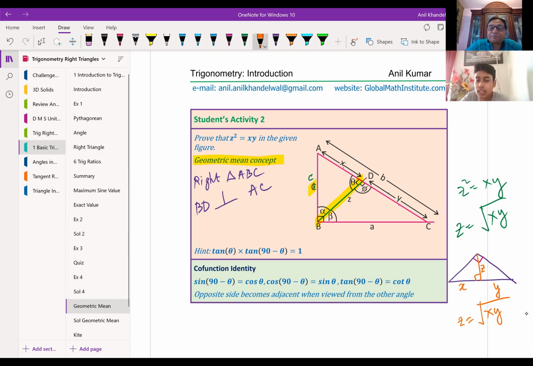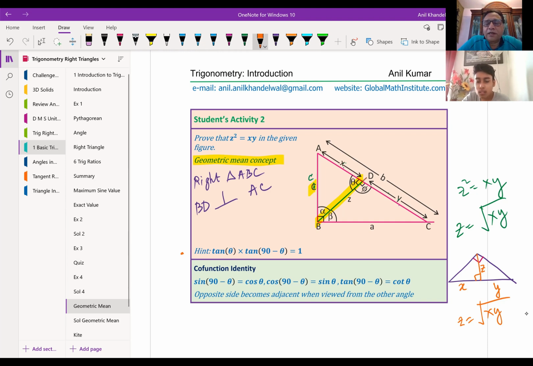Okay? Yes, sir. Now we are going to prove this with the help of trigonometry, which you have to learn. It's a very important theorem, but you will soon see how easily we can prove it. You remember we said tan theta times tan 90 minus theta is 1? Yes, sir. So tan is opposite over adjacent, cotangent theta is adjacent over opposite. That can help you to prove this, correct?